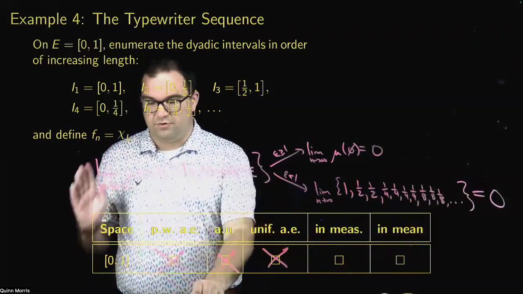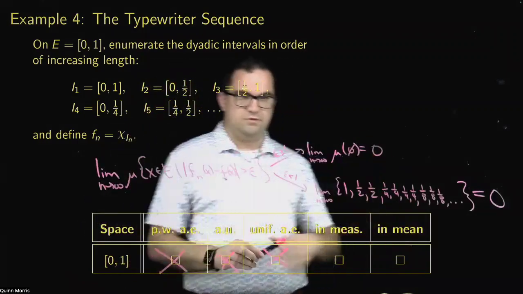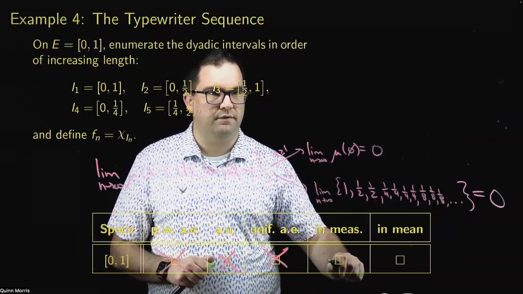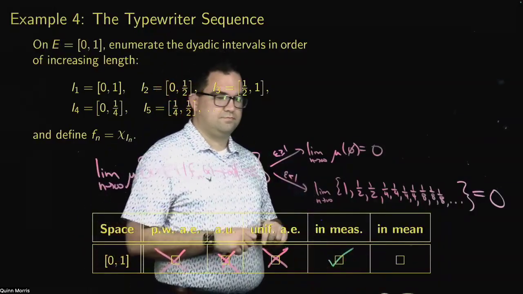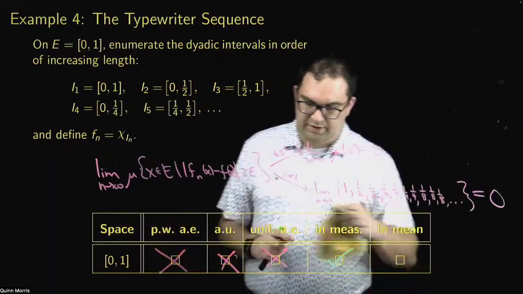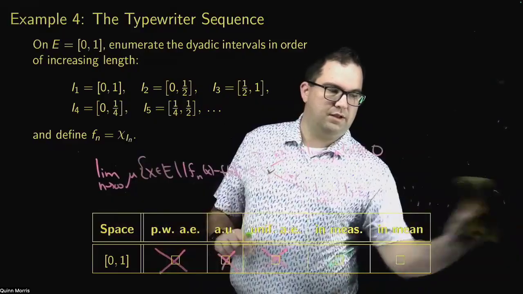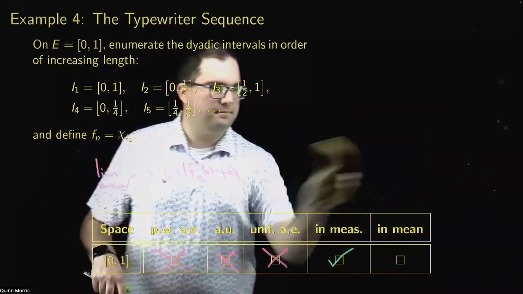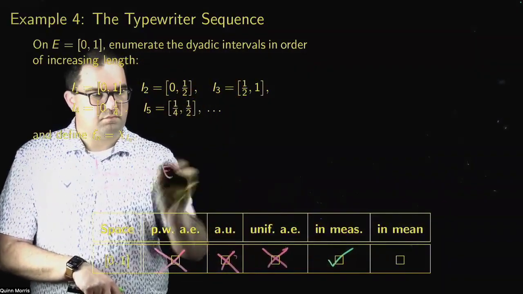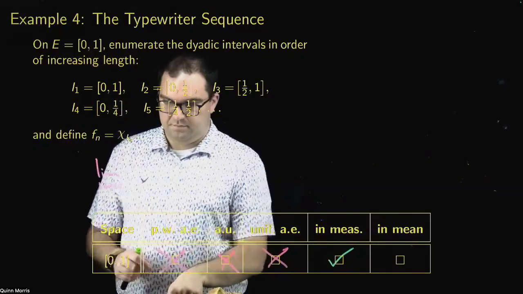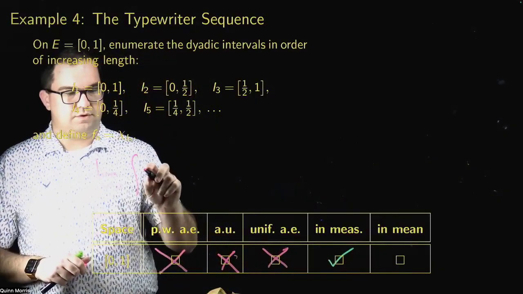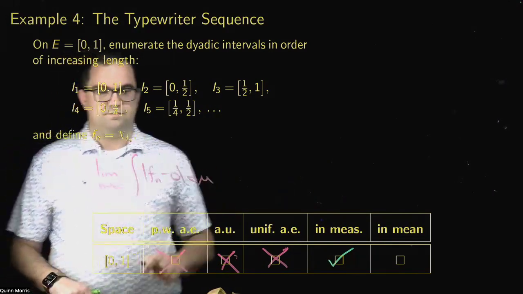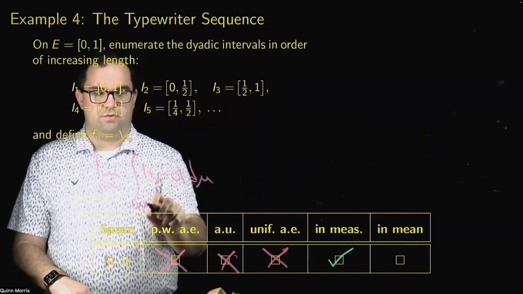So even though it fails to converge pointwise, fails to converge almost uniformly, fails to converge uniformly almost everywhere, it does converge here in measure. Well, what about in mean? If I want to look at convergence in mean, I've got to look at this other limit. Again, I need a candidate. I'm going to guess it's probably 0 again here, and here I'm just integrating over [0, 1].